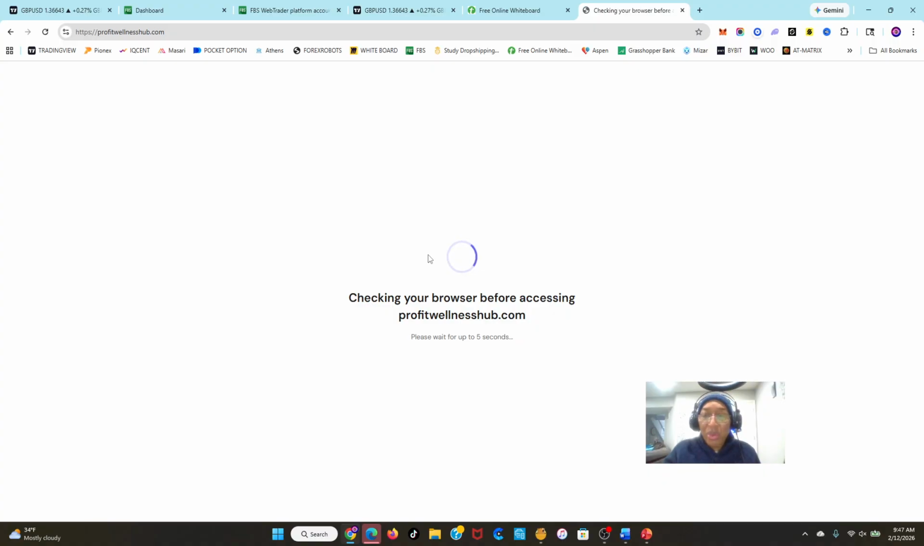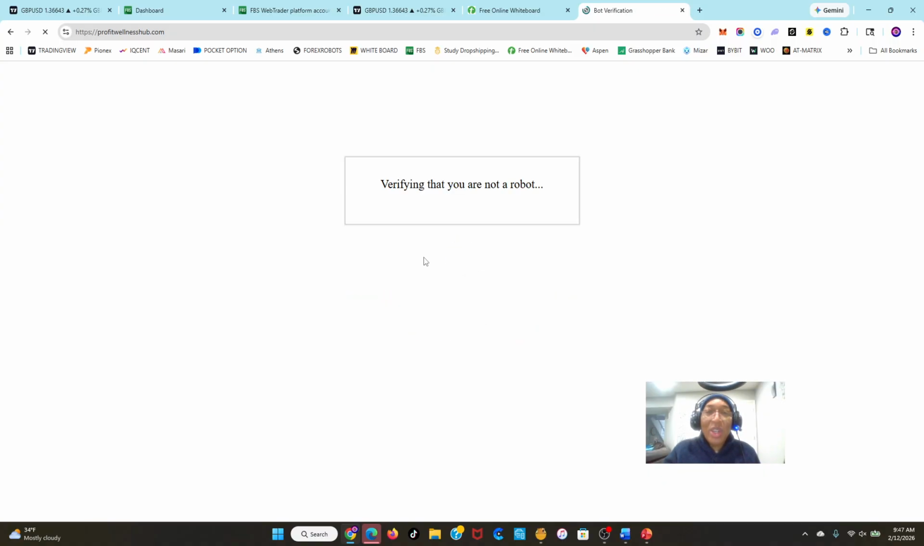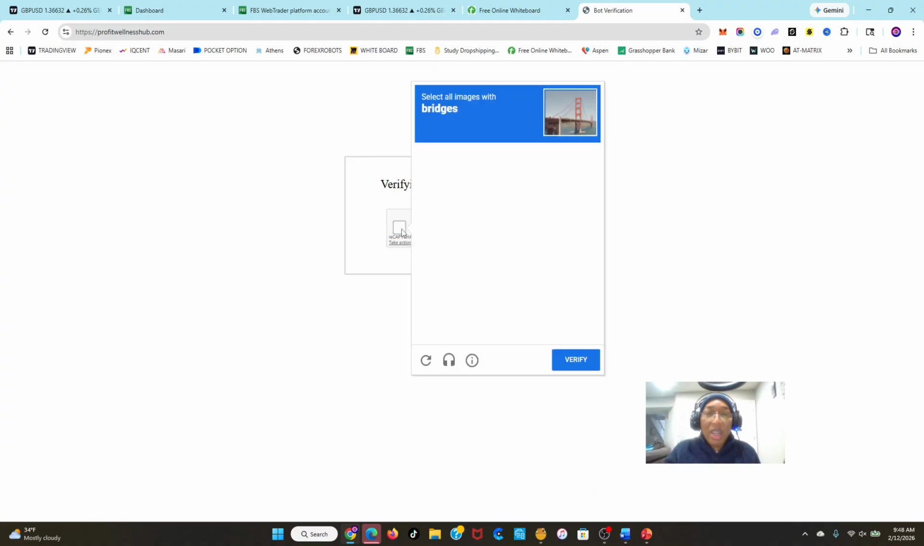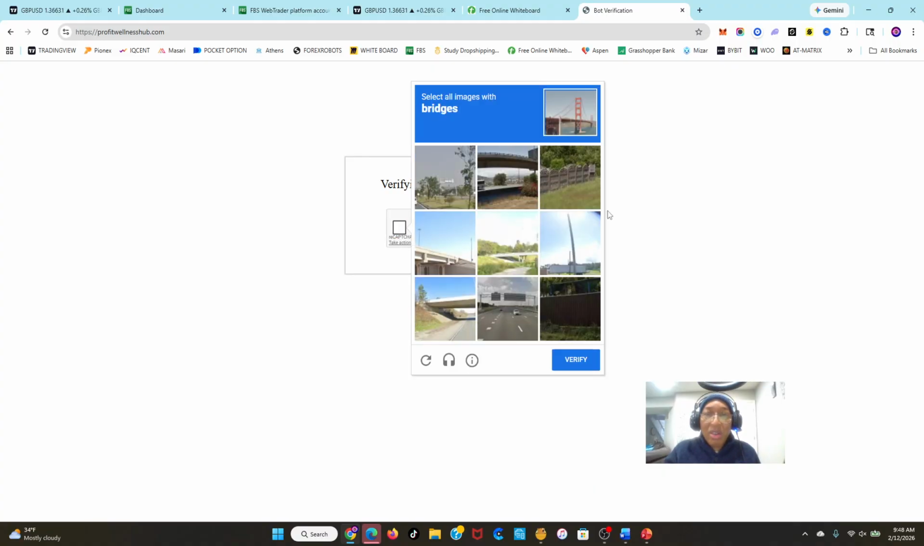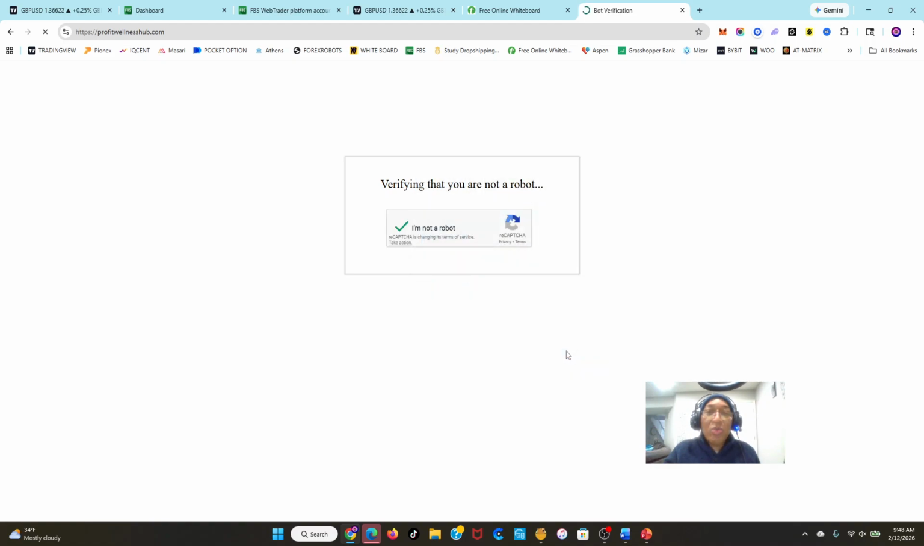Now the only issue is when I have the screen sharing on, my internet becomes very slow. Wherever I am, the internet is extremely slow at the moment. Let's see, okay, these captcha things, I don't like them, but this is fairly easy. It's just identifying a bridge. There's only 3 bridges here.